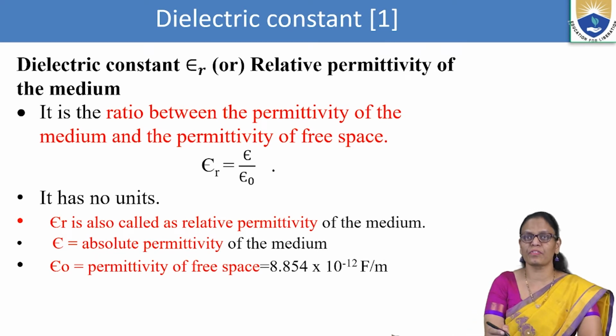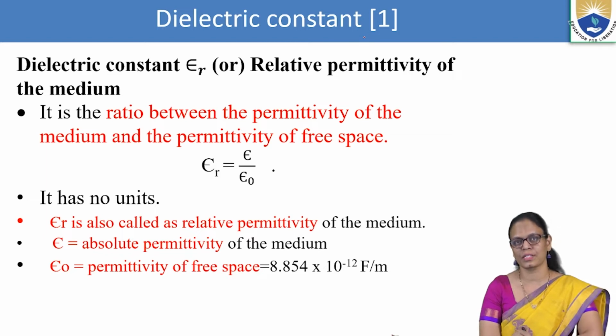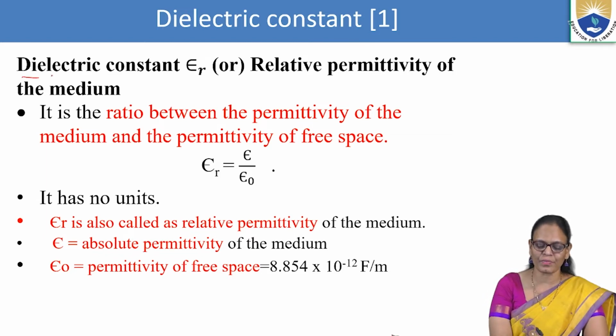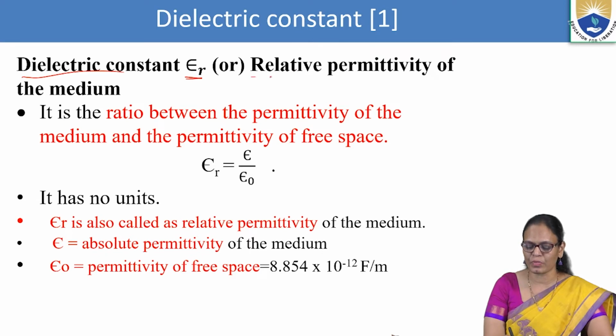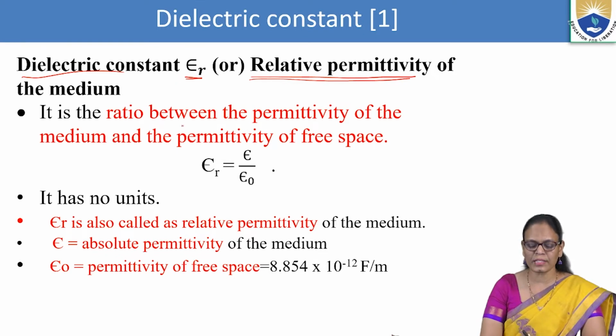Now coming to the next definition, dielectric constant. What is a dielectric constant? This dielectric constant, which is denoted by epsilon r, is also called relative permittivity, the relative permittivity of the medium. So how do we define this dielectric constant? It is the ratio between the permittivity of the medium and the permittivity of free space. So how are we writing it? Epsilon r represents the relative permittivity or dielectric constant.